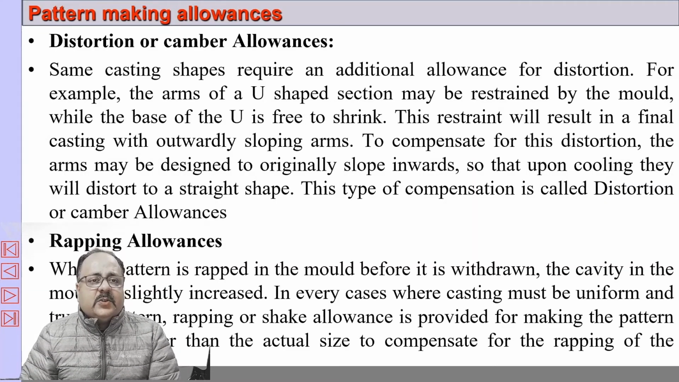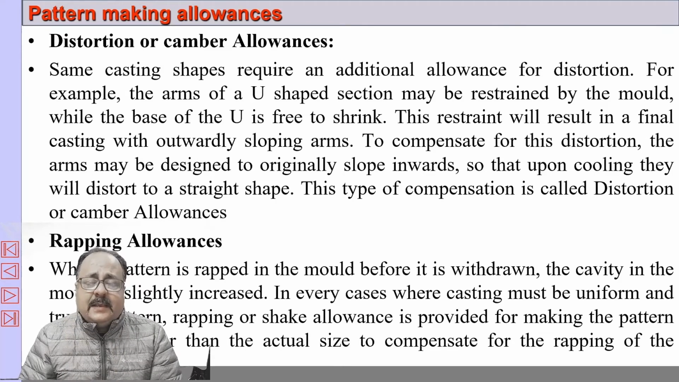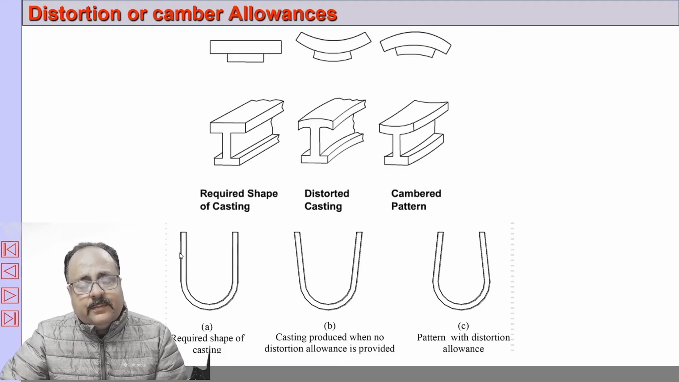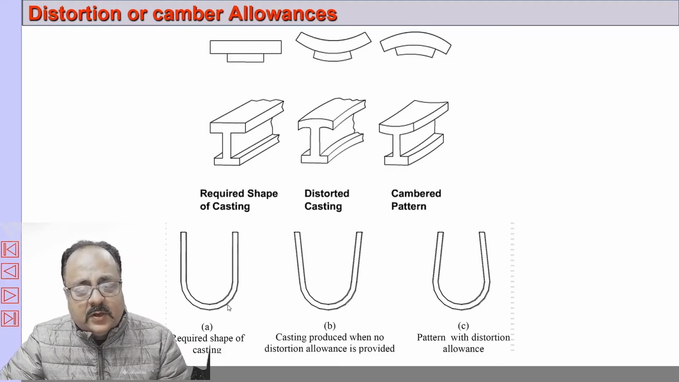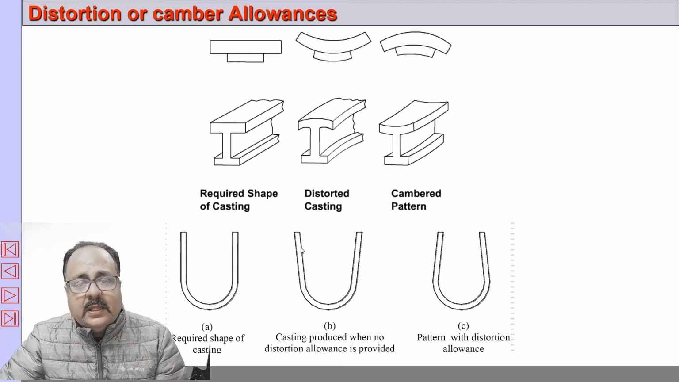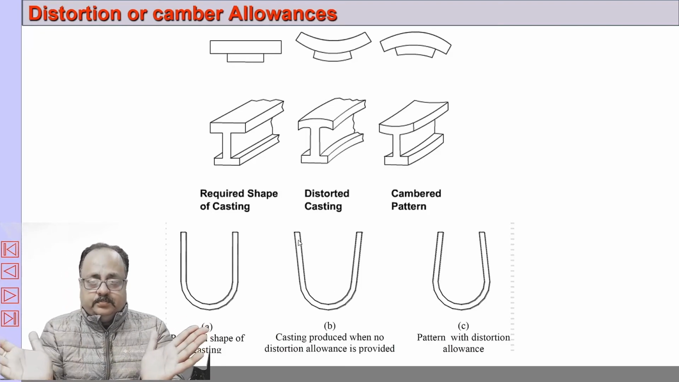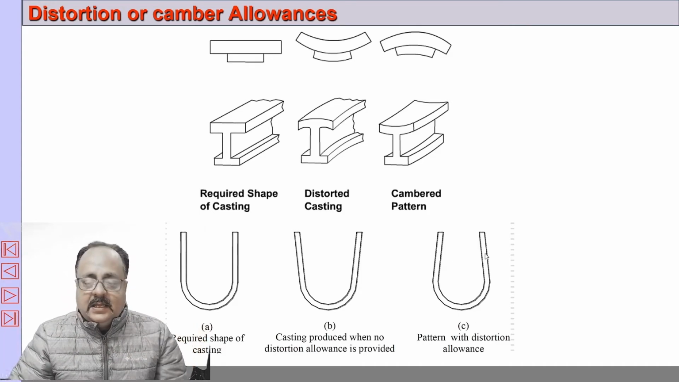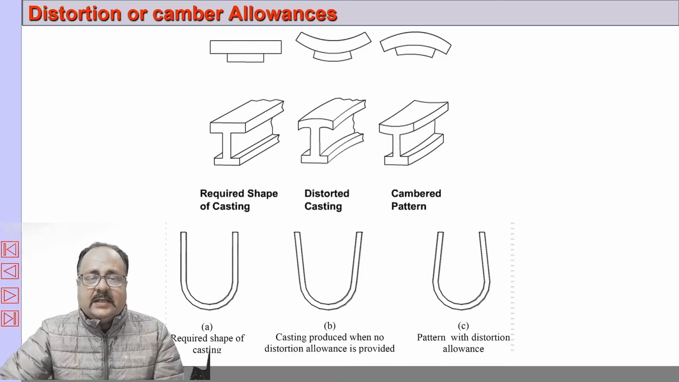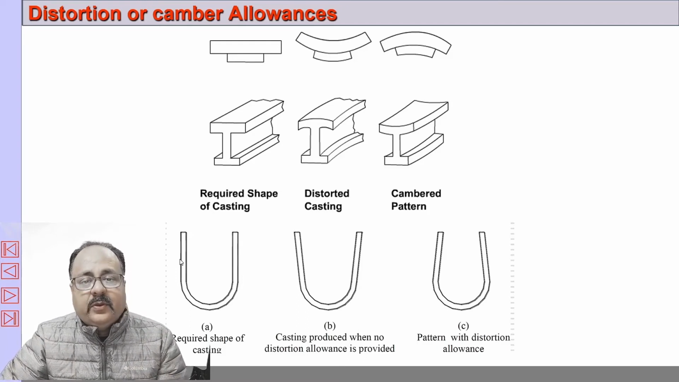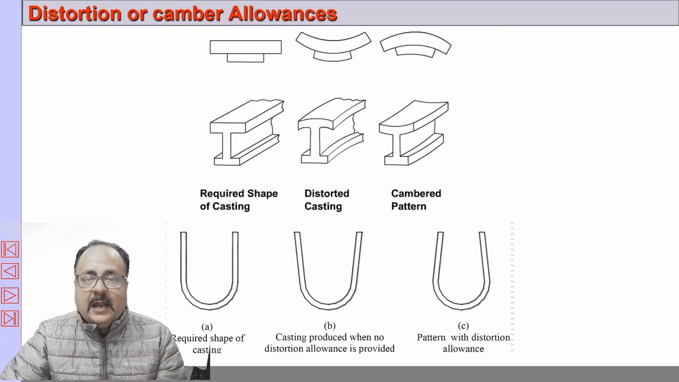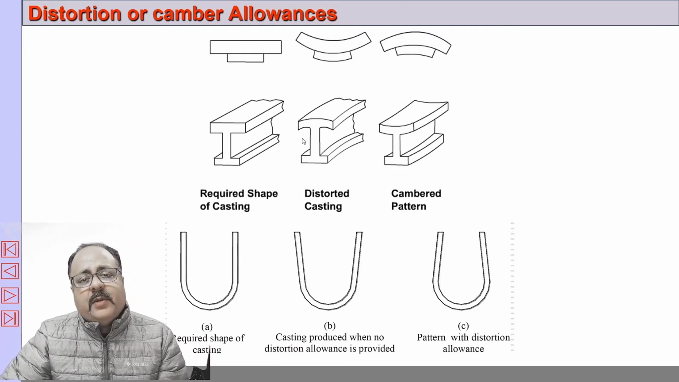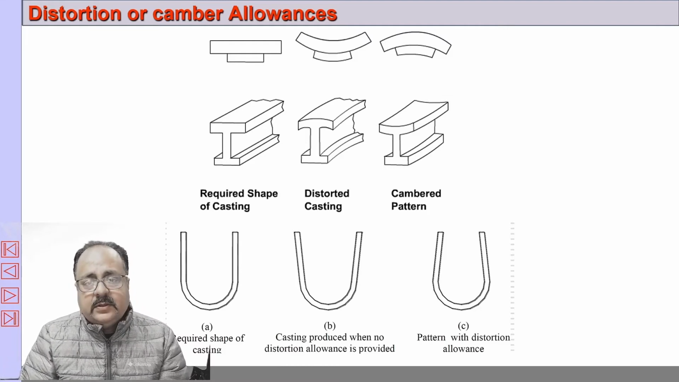The next allowance is distortion allowance, or camber allowance. Certain shapes, like a U shape, when you make a mold cavity of this shape, when it solidifies, because of the solidification rate and because of the shape, this arm tends to move out. Therefore, it is required for us to create a pattern like this. The pattern should be like this, so that when it distorts, it comes to the required shape. Such improvisations are called camber allowances or distortion allowances. You can see some more examples of camber allowances and distortion allowances.